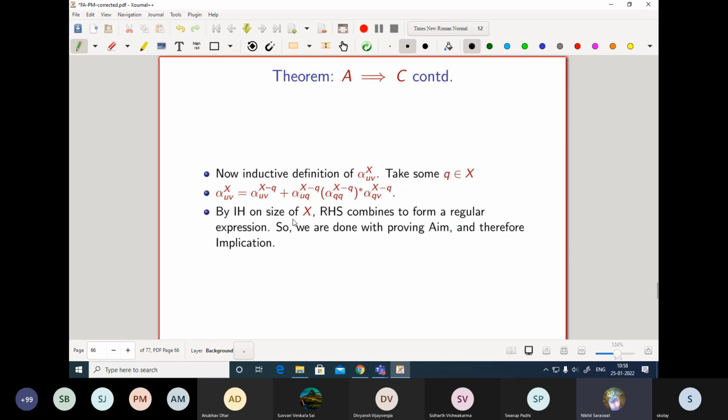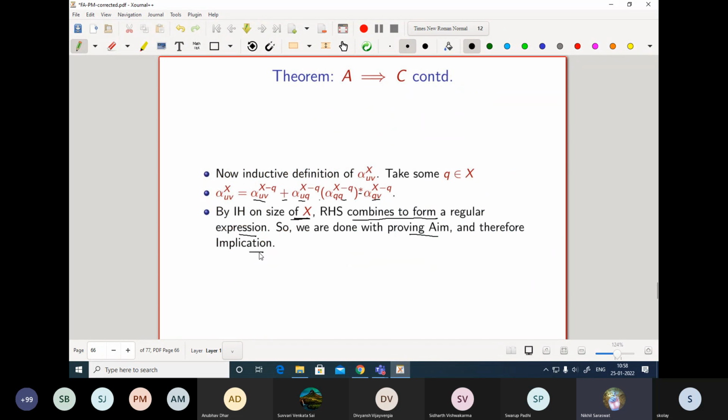Okay, so again in words, by induction hypothesis, we are inducting on the size of X. The right hand side combines to form a regular expression. Each of these are regular expressions and we are just combining them using the binary plus and concatenation and unary star. So this is going to result in a regular expression again. So we have proved the aim and therefore the implication follows that if you give me a regular set, then I can construct a regular expression for it.